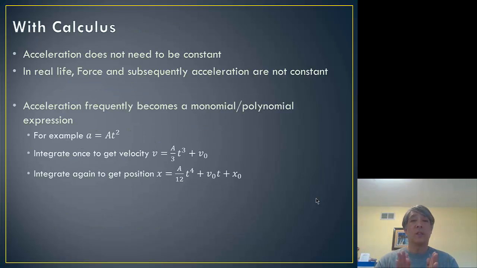With calculus, my acceleration doesn't need to be constant because I can integrate almost any function. In real life, force and subsequently acceleration aren't going to be constant. So if my acceleration is some other formula, usually a polynomial of some sort or a monomial, for example if a is equal to some constant times t squared, I can integrate that and get new equations for velocity and position. Don't forget, I left off the vector symbols in this case, but acceleration could still be a vector. The constant a could be a vector.